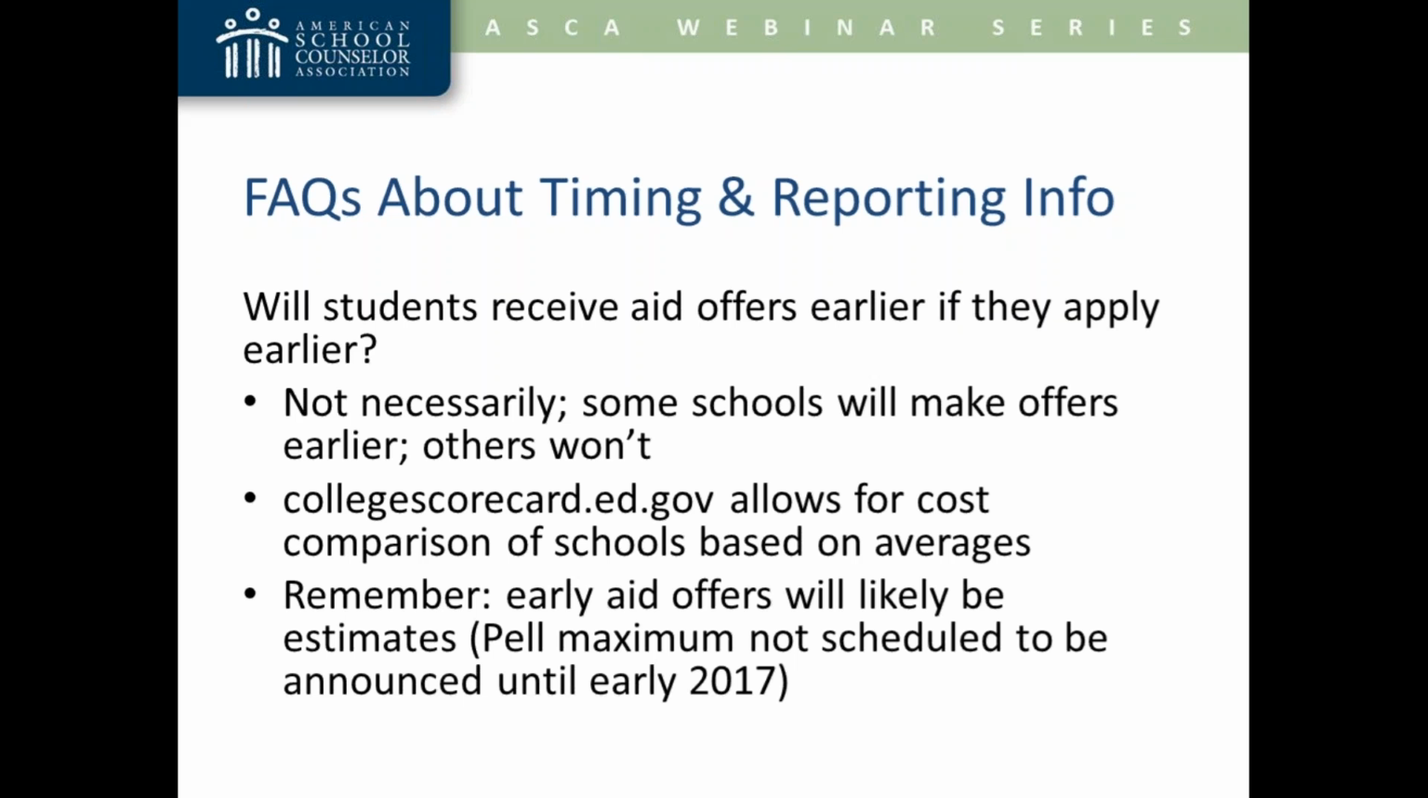And here's something that I should have updated, and I do apologize for that. Early aid offers may be estimates, just to keep that in mind. Now, this parenthetical is incorrect. Pell Maximum not scheduled to be announced until early 2017. The Pell Maximum has been announced already, and if you go to studentaid.gov, you will see it on there. So sorry about that.